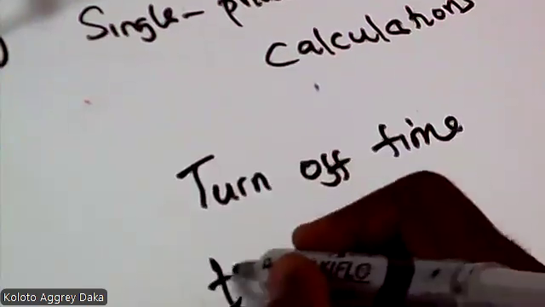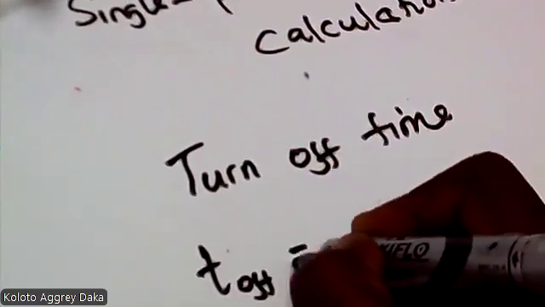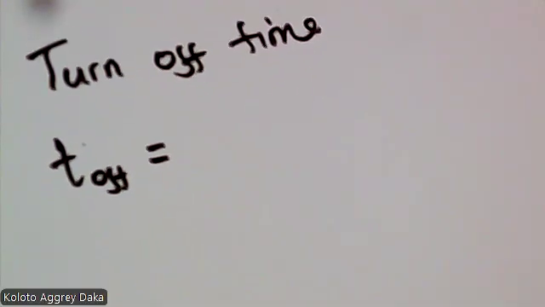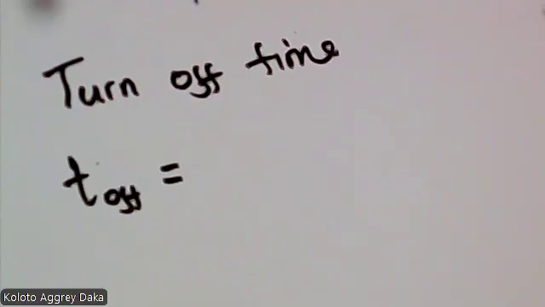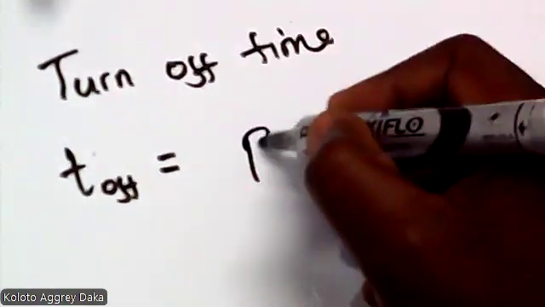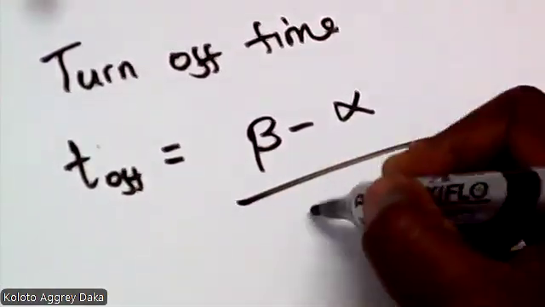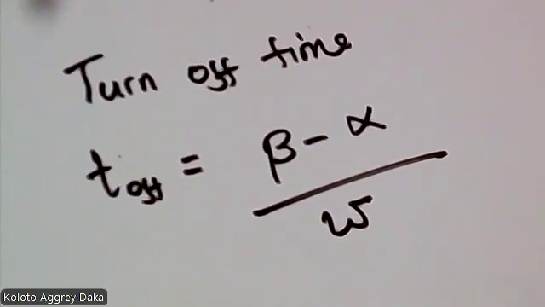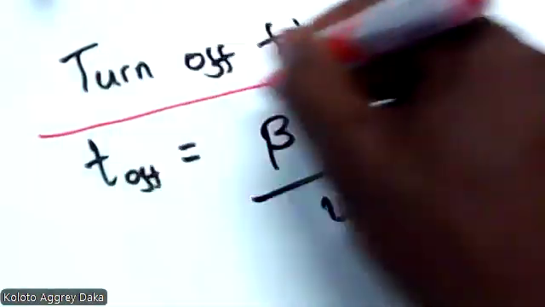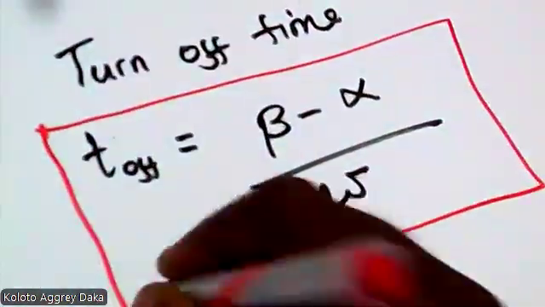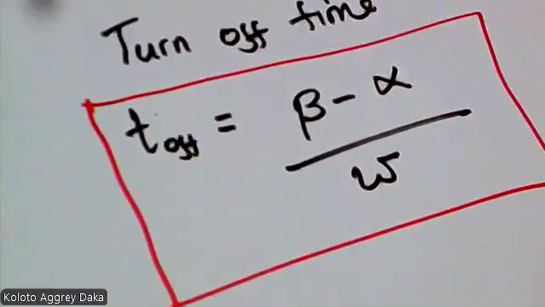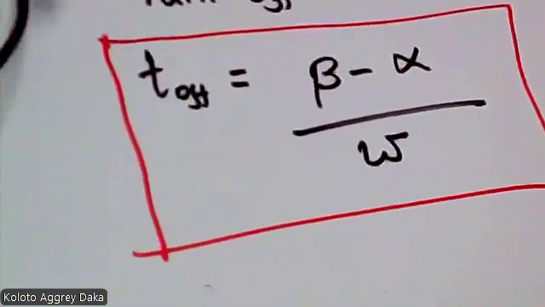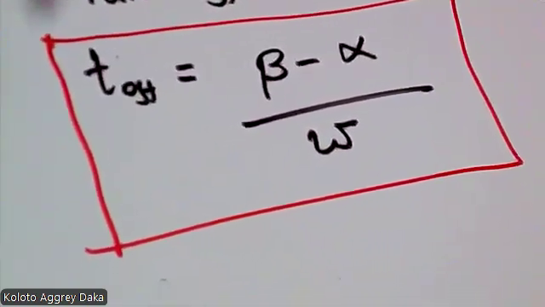T off. What is the formula? Beta minus alpha over omega. Yes, that's the formula. Beta minus alpha over omega. We are putting it in red to show the seriousness of the matter.